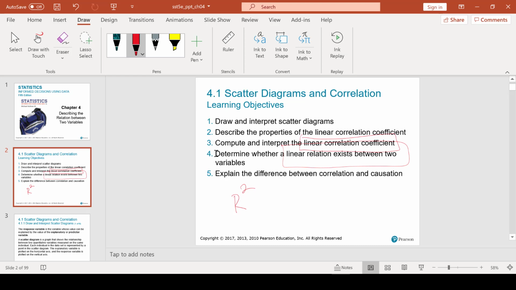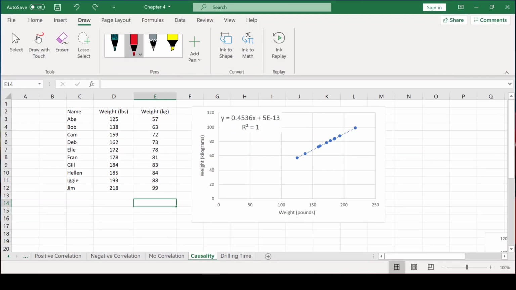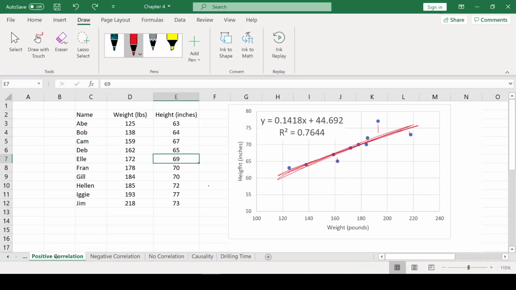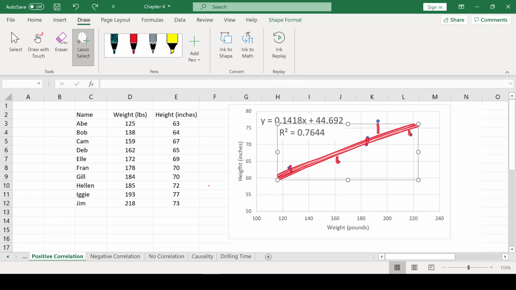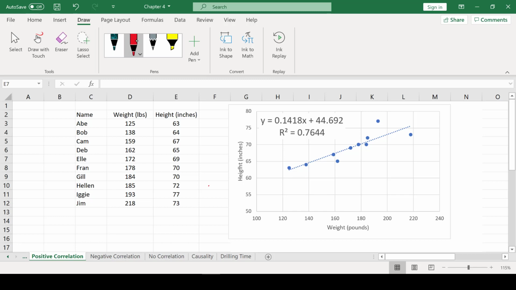Now, the last thing that you see here is explaining the difference between correlation and causality. Things can be correlated, but not necessarily causal. So let's look at our data sets here, and let's look at the positive correlation that we have between height and weight. I've said it's positive, it's a pretty strong correlation.